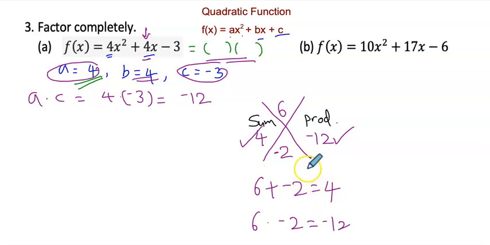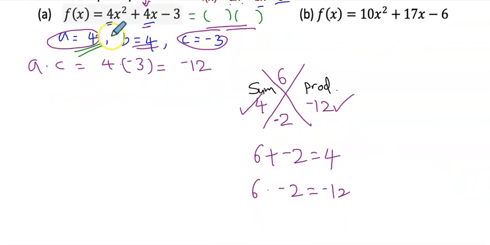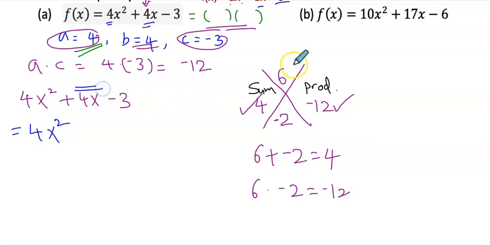Now that I have these numbers, I'll go to this quadratic function and rewrite it. So 4x squared plus 4x minus 3 can be changed as 4x squared, and this middle term 4x can be written as 6x minus 2x. That is the purpose of getting these two numbers. I have to break down the middle term as 6x minus 2x. And you know why 6 and 2, from this thing, right?